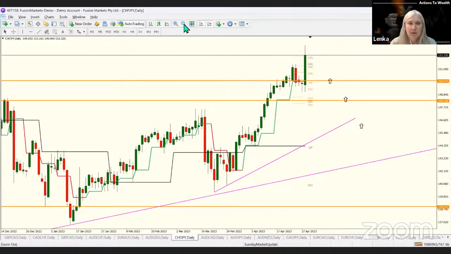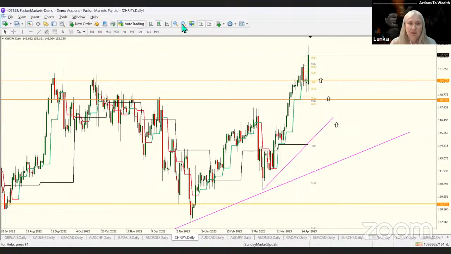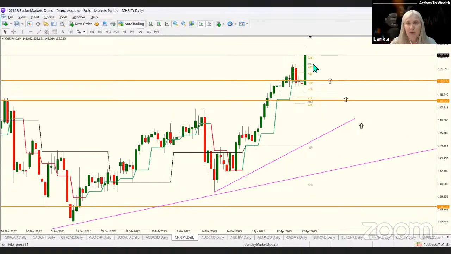So on the daily time frame, this is what it looks like. We've got the top of where the weekly channel starts, and then we also have a little bit of previous resistance here on the daily time frame. So the price may pull back to those levels, or even to the trend line. And if it does, I'm going to be looking for long opportunities.